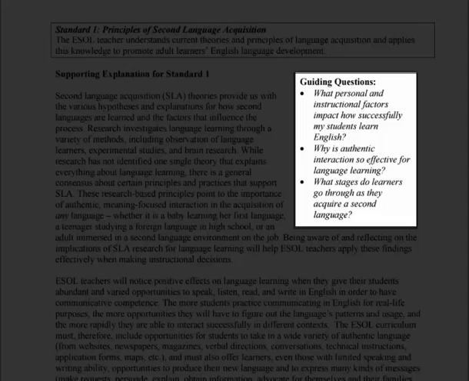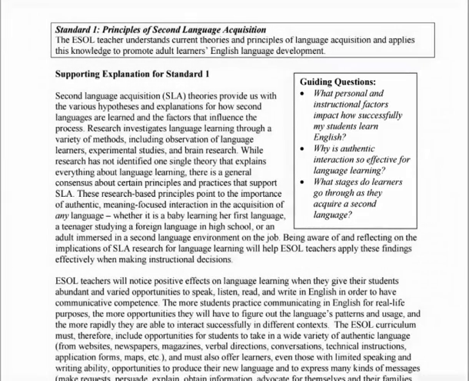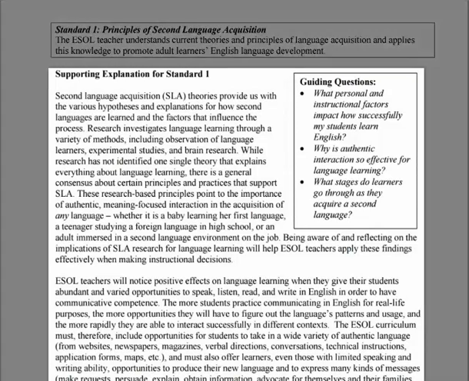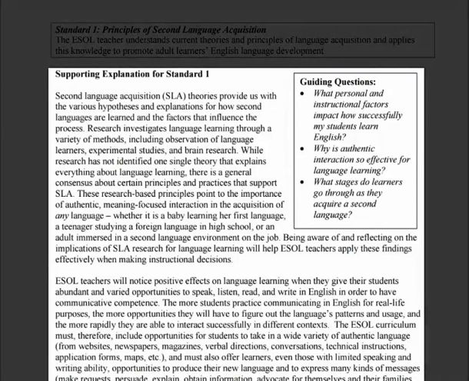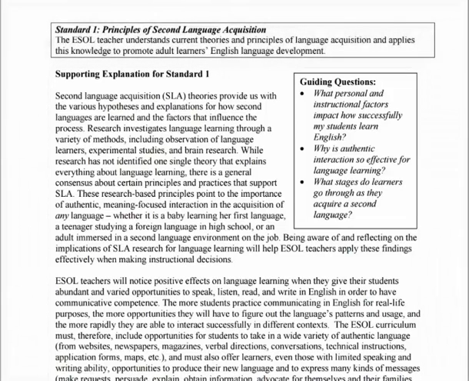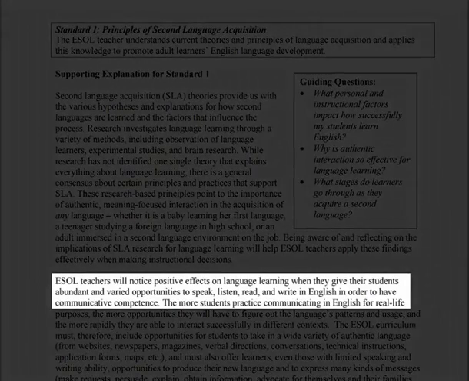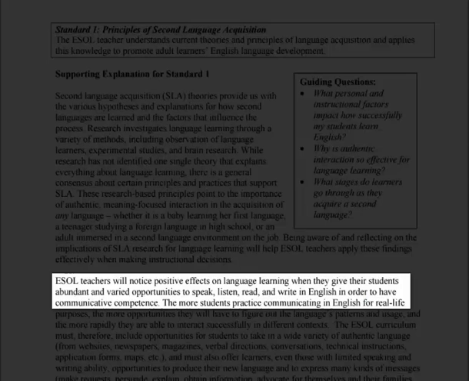On this page, you'll also see the supporting explanation, which summarizes the relevance and importance of the standard to the ESOL practitioner. Each supporting explanation presents key concepts. For example, ESOL teachers will notice positive effects on language learning when they give their students abundant and varied opportunities to speak, listen, read, and write in English in order to have communicative competence.